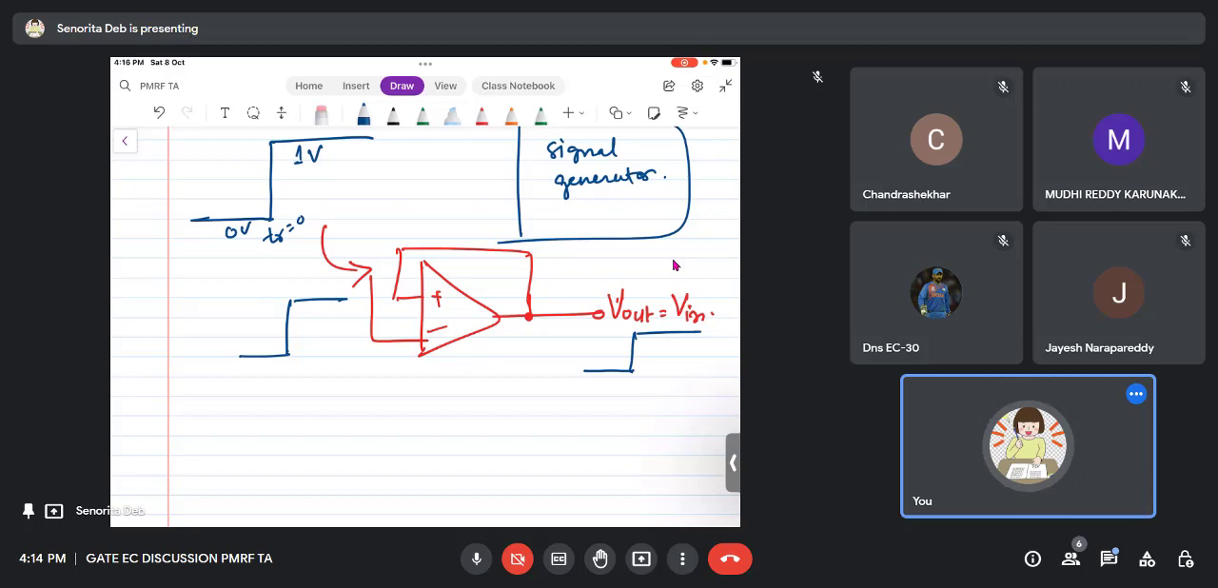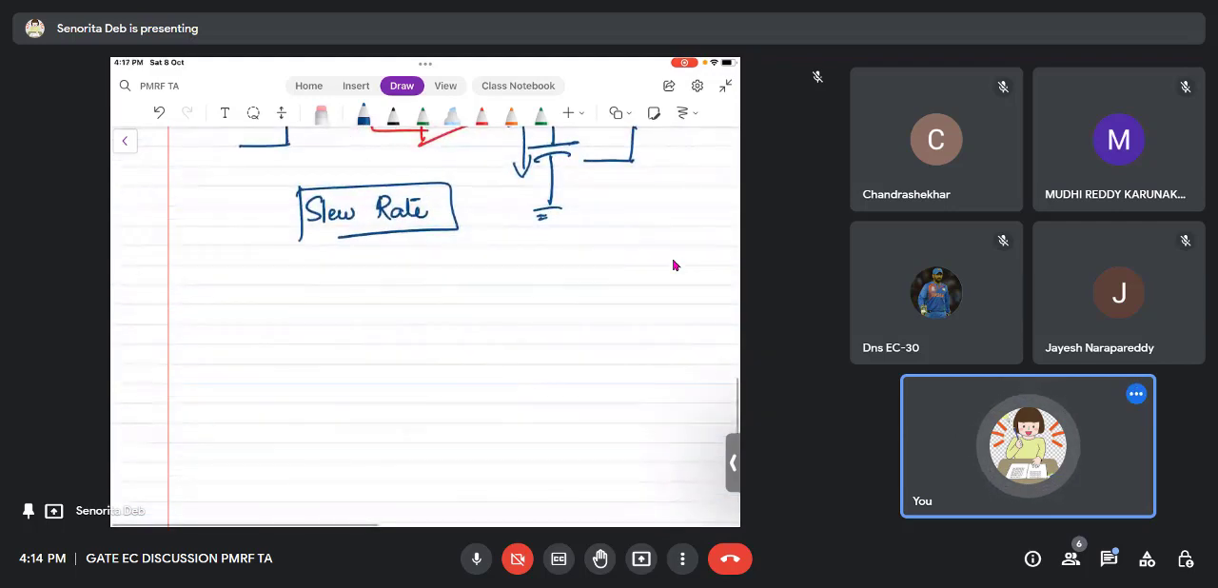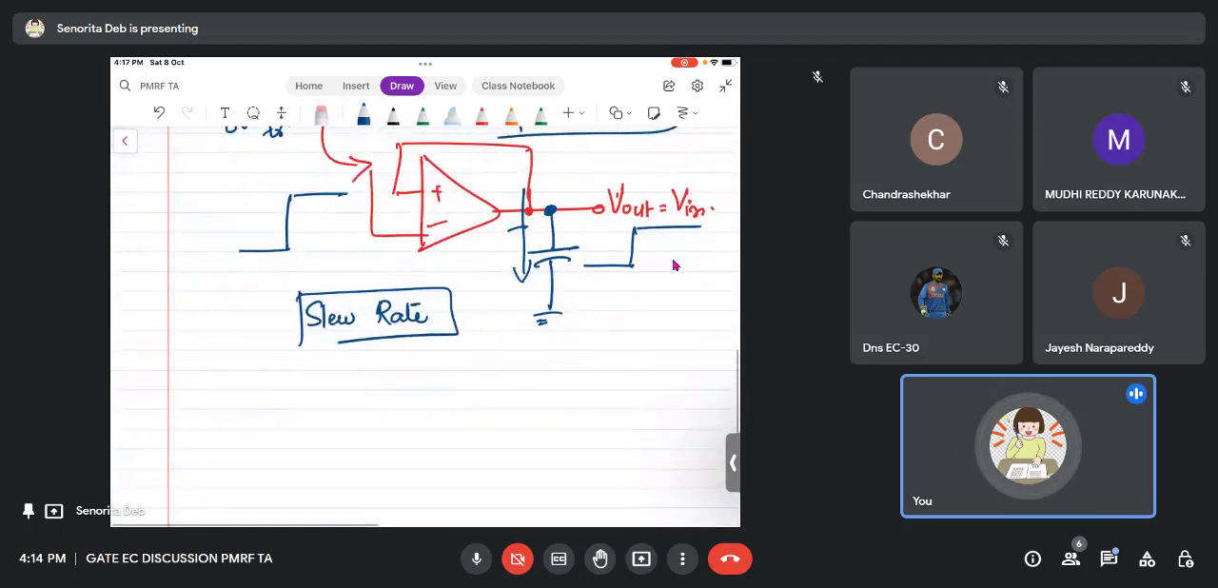It will depend on how fast the op-amp can charge this node. Every node in a circuit is an invisible capacitor. Every node in a circuit is a capacitor, and it is getting charged. How fast this capacitor will be charged by your op-amp is decided by slew rate. The bookish definition is the maximum rate at which output voltage can change for a change in input. That is what I just explained.